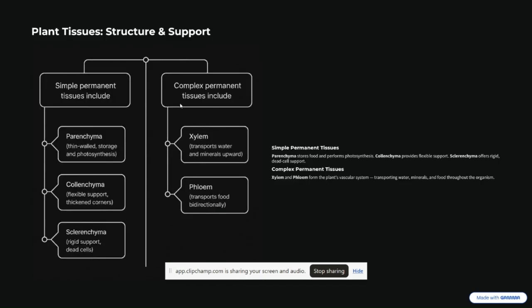Parenchyma tissues are thin-walled, for storage and photosynthesis. Collenchyma, that is flexible support, thickened corners. Sclerenchyma, that is rigid support and dead cells. Complex permanent tissues include xylem, which transports water and minerals upward. Phloem transports food bidirectionally. Simple permanent tissues, that is parenchyma, store food and perform photosynthesis. Collenchyma provides flexible support. Sclerenchyma offers rigid dead cell support. Complex permanent tissue, that is xylem and phloem, forms the plant's vascular system, transporting water, minerals, and food throughout the organism.